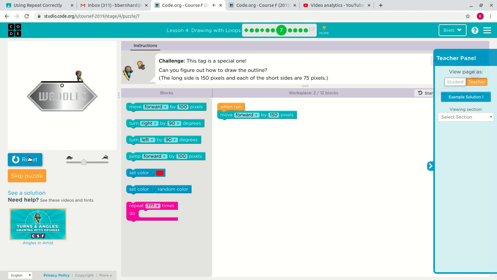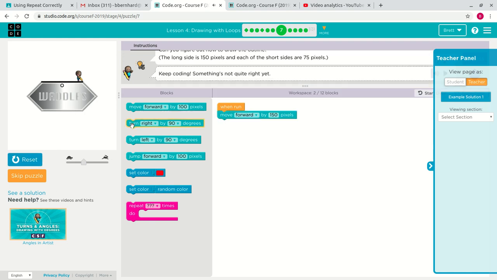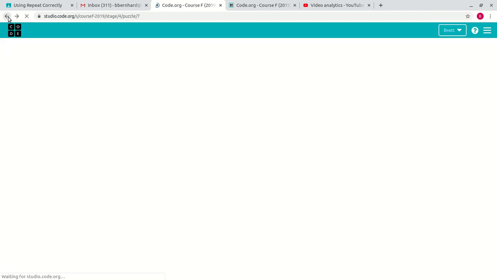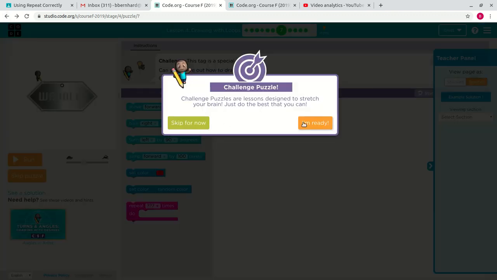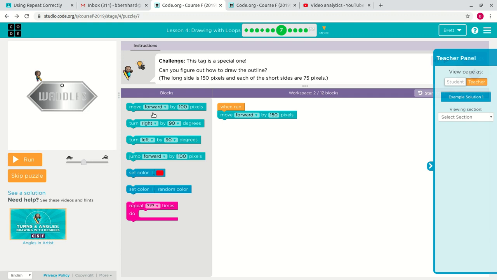Let's try that. Perfect. Now we're going to turn right. But how much are we going to turn right? Not 90. Probably 45. Okay. Oops. That's not what I wanted. I just press skip puzzle. I'm ready. Let me get reset.